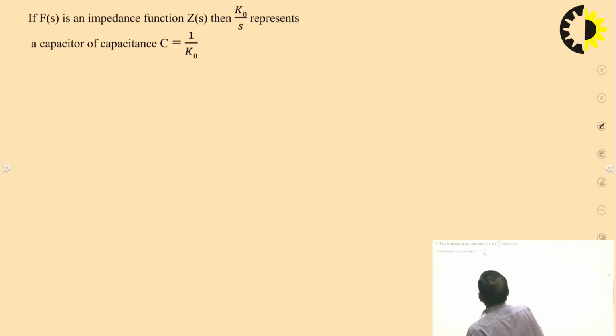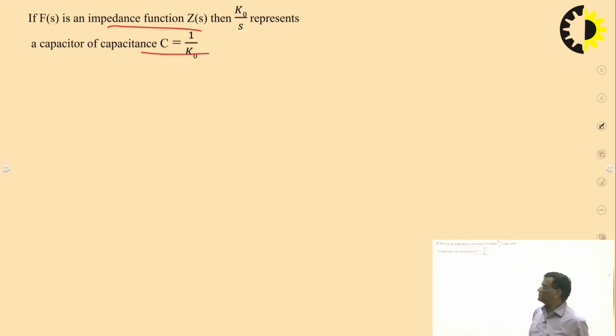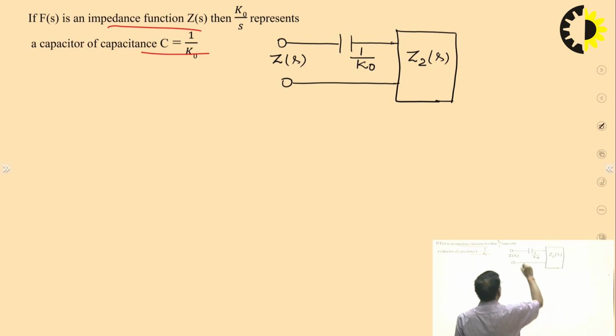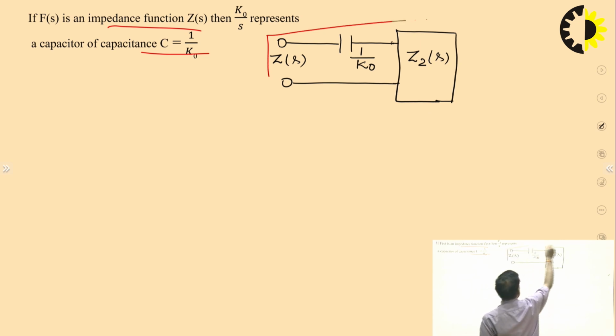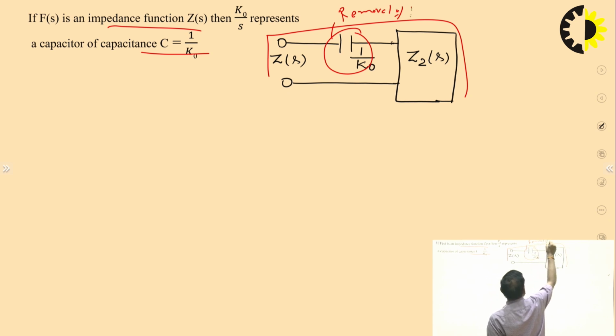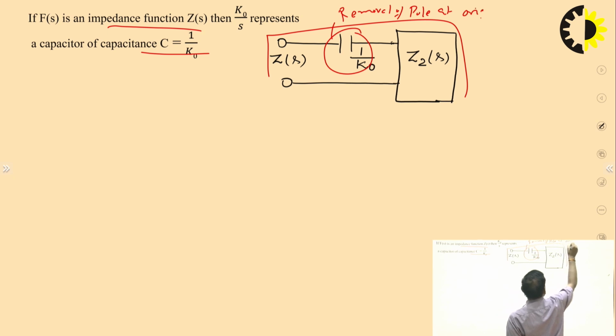If the function is impedance, we get a capacitor of capacitance 1 by K0. If the function is admittance, it means we are getting one inductor, and this is the network. So this is the removal of one pole, the removal of the pole at the origin.